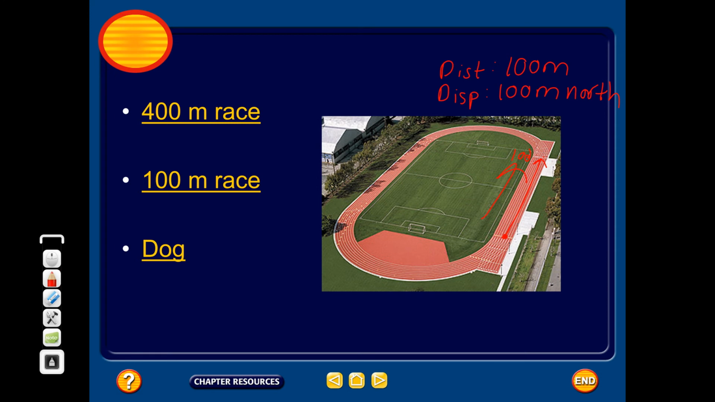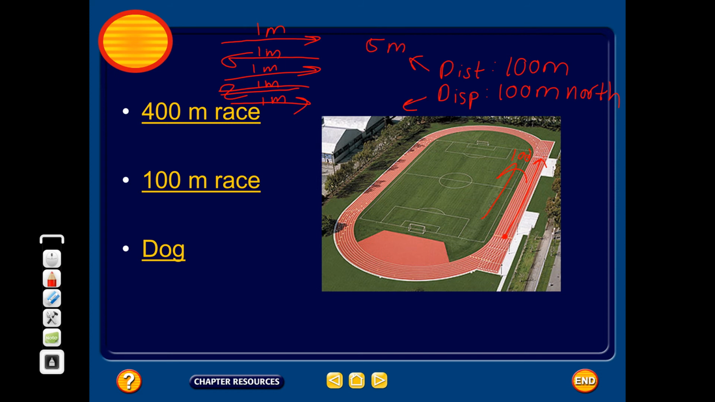The last one that I show is this dog that's constantly running back and forth across a couch. So it's like going this way, and then going this way, and then going this way, and then going back this way, and then this way. What you have to do here is, let's say this is just 1 meter. We'll make life easy. 1 meter, 1 meter, 1 meter, 1 meter, 1 meter. The distance, we'd add all those up. 1, 2, 3, 4, 5. So 5 meters is the total distance the dog has traveled.